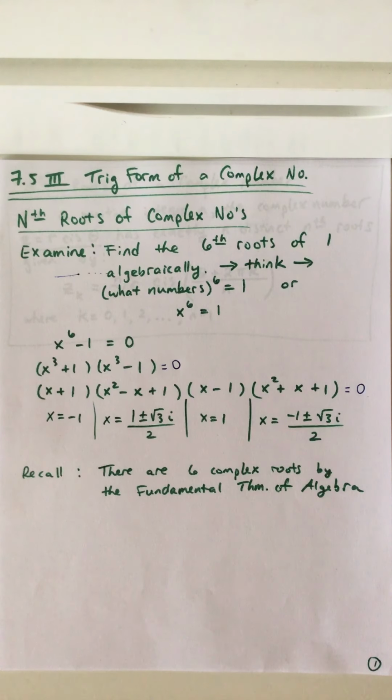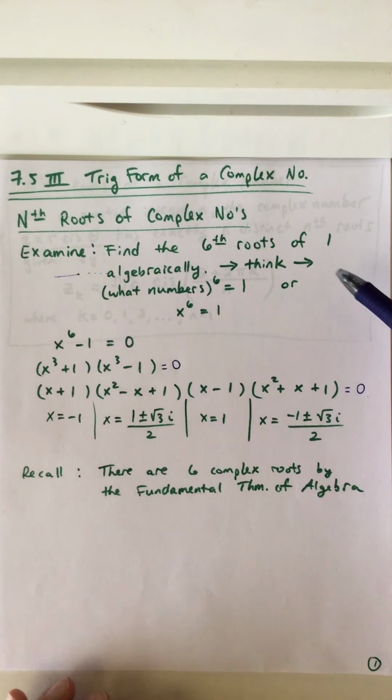Hey guys, today's lesson is 7.5 part 3, trig form of a complex number. In the last two sections, we looked at writing complex numbers in trig form. We looked at multiplying, dividing, and raising those numbers to a power. In this section, we're going to look at taking roots of complex numbers in trig form.